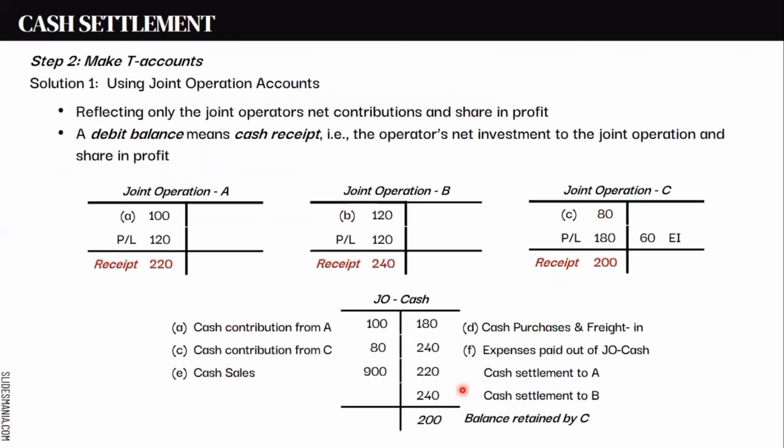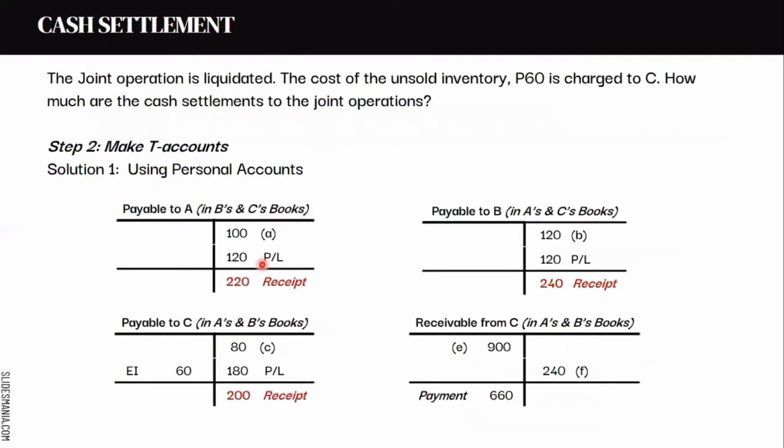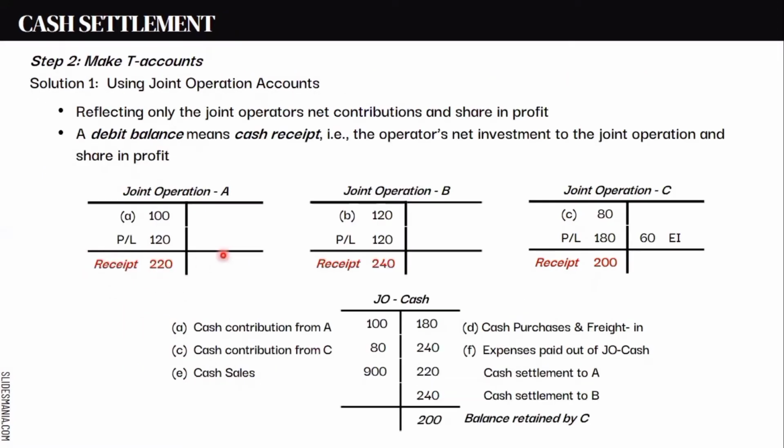So next, the joint operation account. They are the same. However, when you use the joint operation account, a debit balance is a cash receipt. A credit balance is a cash payment. Earlier, in personal accounts, our cash receipt is on the credit side. Our cash payment is on the debit. In joint operation, it is the opposite. Okay? A debit balance means a cash receipt. So when it is a credit balance, cash payment. Okay, remember that.